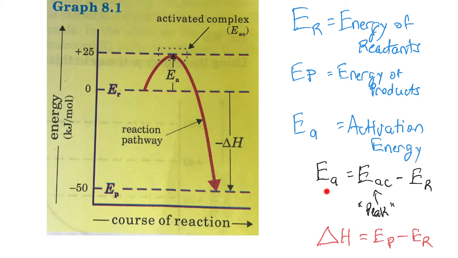So we have a formula here: EA equals EAC, the peak, the highest point, minus ER, where the reactants start. That is the activation energy. And then the change in H, the delta H, is the products minus the reactants. Okay? So again, if you would just write all of this down at the top of that column above where it says graph 8.1, and then keep referring to that while you read through that page, I think it'll make more sense.